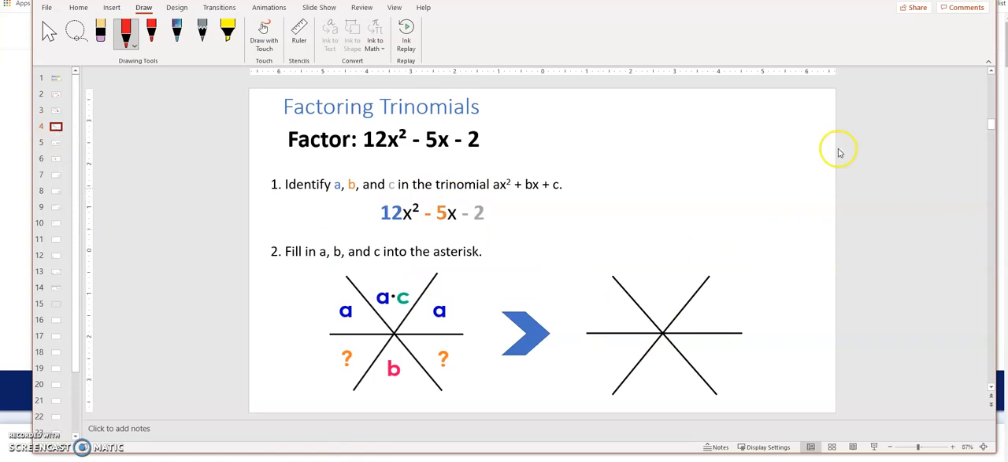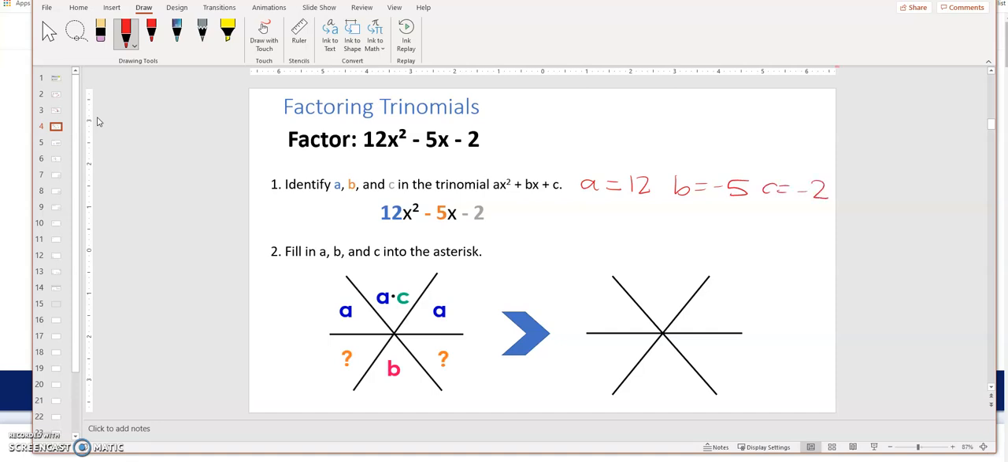Okay, seems a little confusing right now because we don't have numbers in there, but let's try it with numbers. Okay, so here is our trinomial, 12x squared minus 5x minus 2. All right, so let's first identify a, b, and c. So a would be 12, b is -5, c is -2.